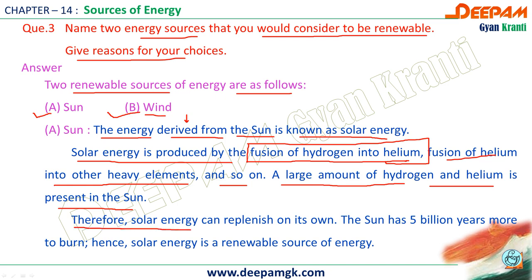Therefore, solar energy can replenish on its own. The sun has 5 billion years more to burn. It will take another 5 billion years. Hence, solar energy is a renewable source of energy. We can say that solar energy is a renewable source of energy.